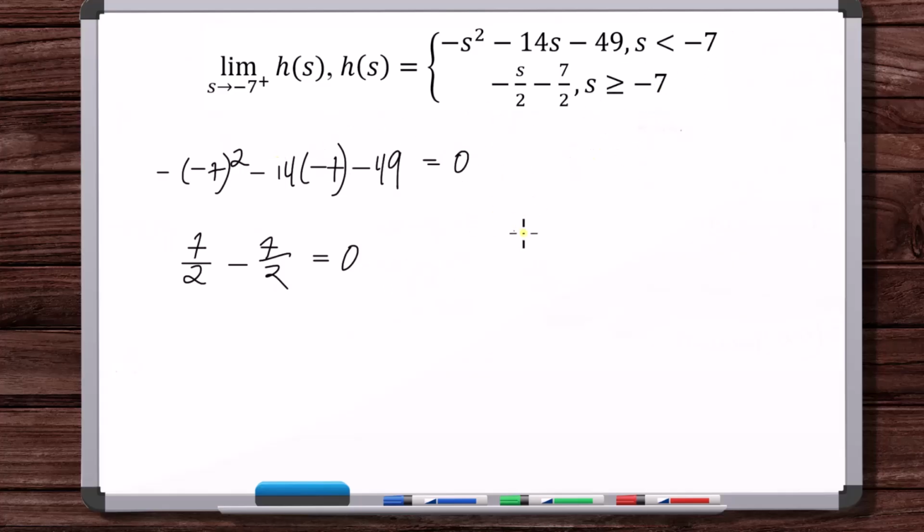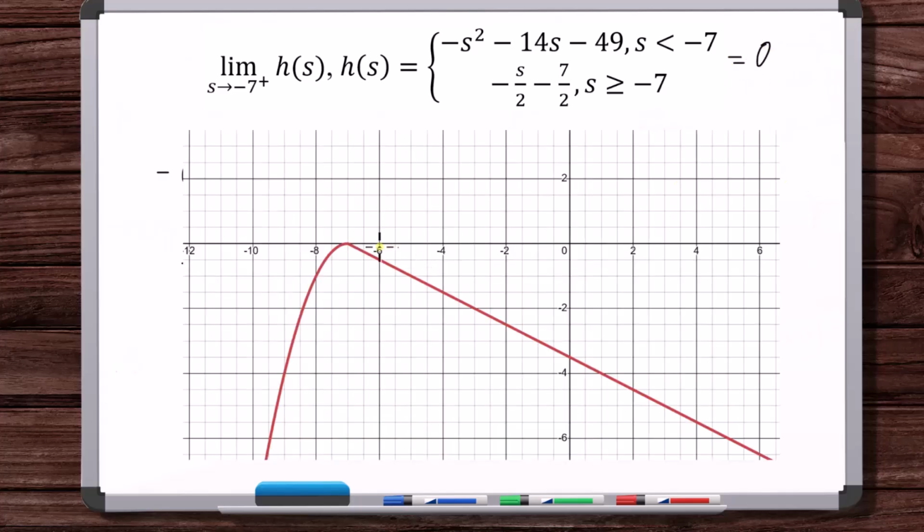So just what is h of minus 7? That's just going to be 0. So this limit is equal to 0. So there you go. It's continuous. It doesn't necessarily have to be smooth, but smoothness doesn't come into play when it comes to evaluating limits. It's just that it's continuous. We can draw this without picking our pen up off the page. And so at s of minus 7, the function is equal to 0.